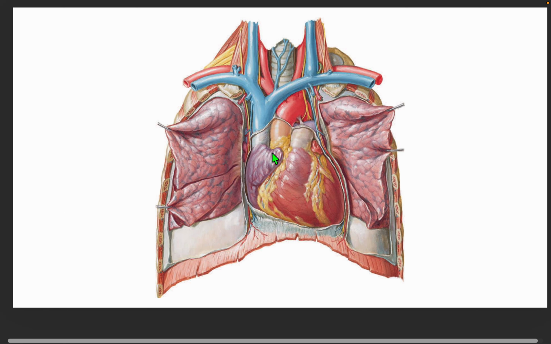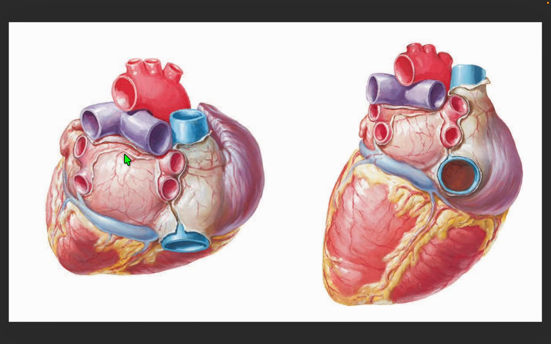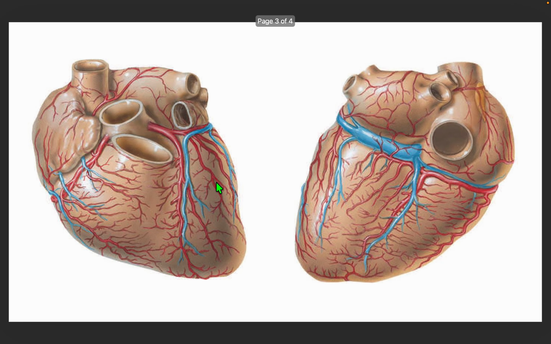Now we will see some other views to identify the positioning of the right atrium. This is the first view. We can identify the base of the heart over this diagram. This is the base of the heart, this much area. And this is the area of the base of the heart which is formed by the right atrium. And here will be the sulcus terminalis. This is another view of this particular right atrium.